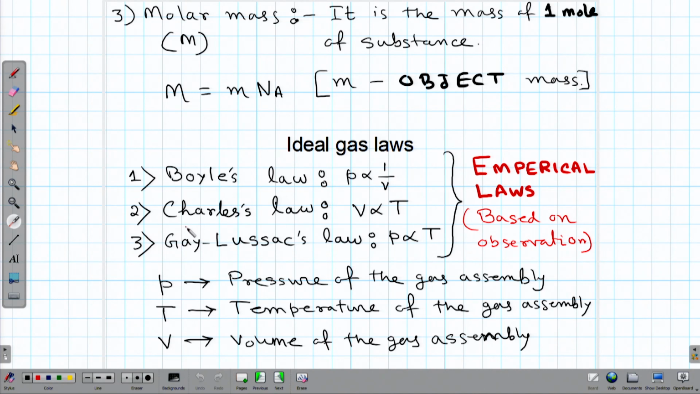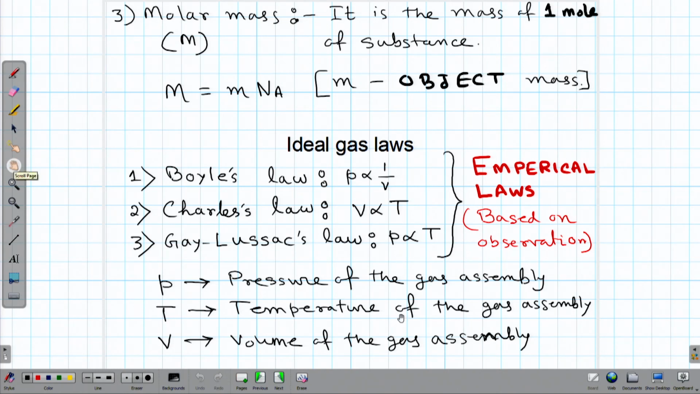Similarly, there is Charles's law, which says that for a constant pressure system, the volume is proportional to its temperature. And then there is Gay-Lussac's law, which says the pressure is proportional to temperature, where the volume is fixed. Here P denotes the pressure, T denotes the temperature and V denotes the volume of the gas assembly.